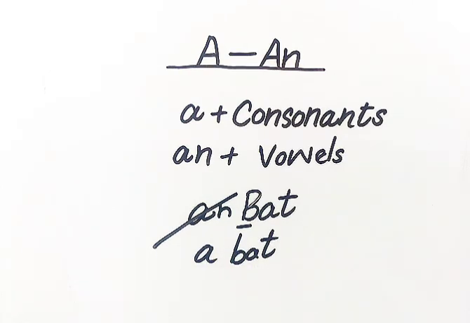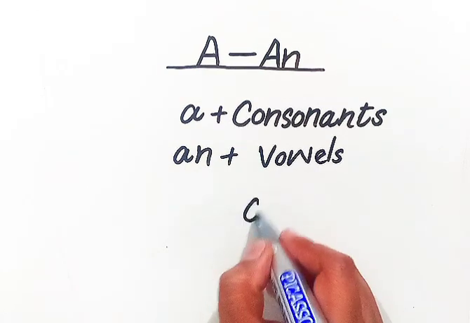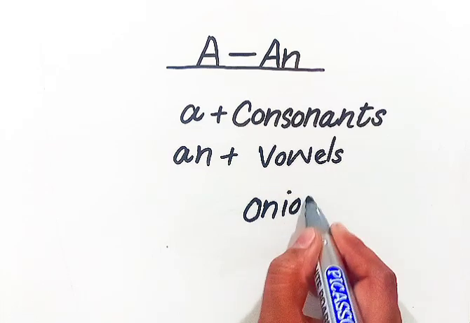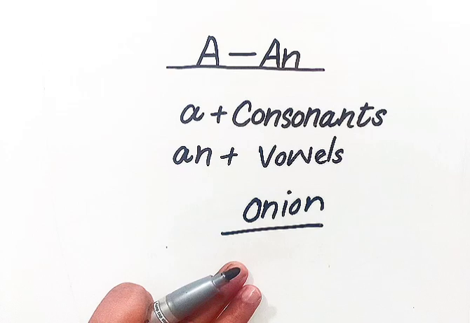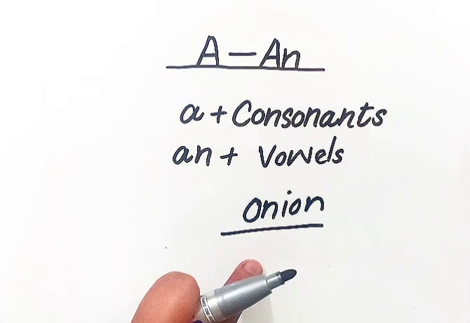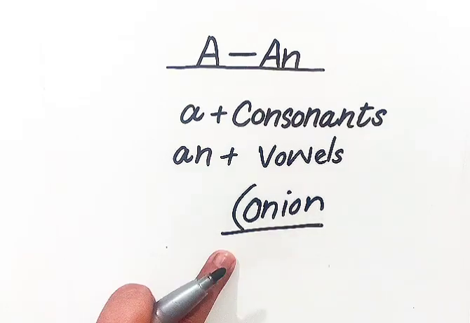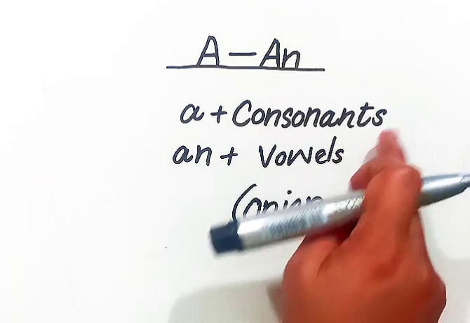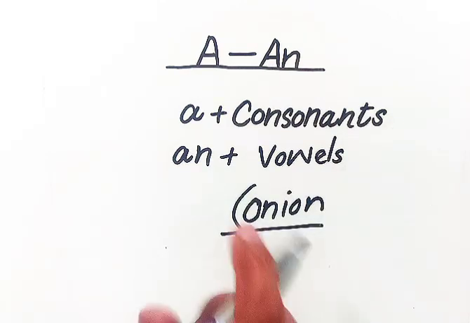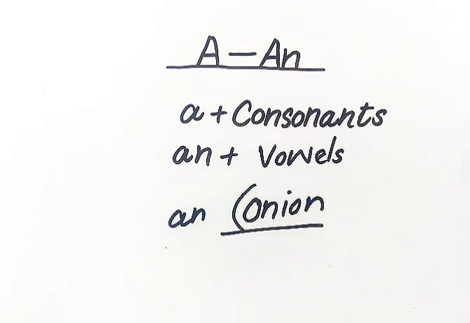Now I will write here another word. Which word is this? Onion. The first letter of onion is O. Is O a vowel or a consonant? Vowel. Very good. So we will write an onion.